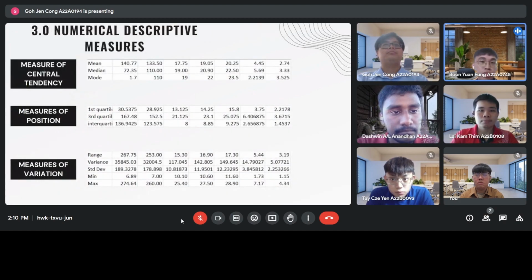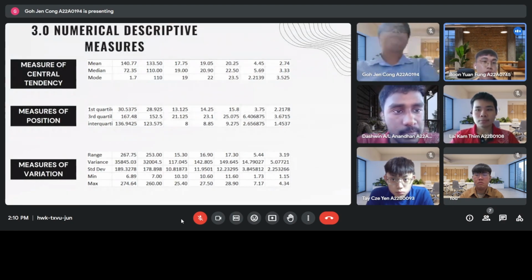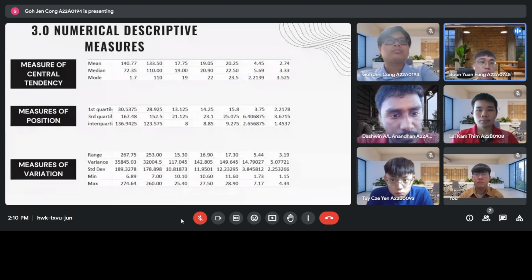In this, we have the three tables. The first table is measure of central tendency, and for example, the mean. The mean is the total value divided by the total number of values. So we can get the first example price is 140.77. And we go to the measure of position.